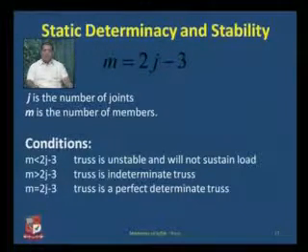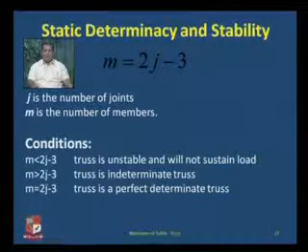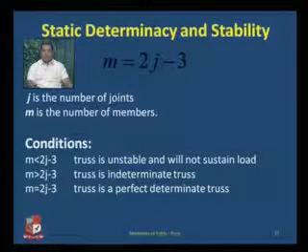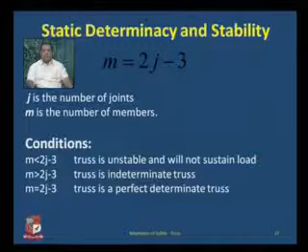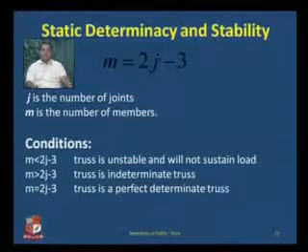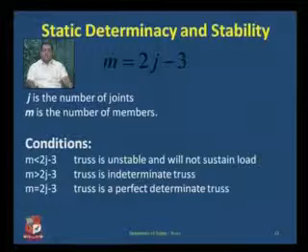If I have m greater than 2j minus 3, that is the number of members is larger than what is required by the truss, then your truss becomes an indeterminate truss, or has a redundant member. If you have m equal to 2j minus 3, then your truss is a perfect determinate truss, which is there in your course, and we will be solving only such trusses. But you need to understand this equation for any further solving also.